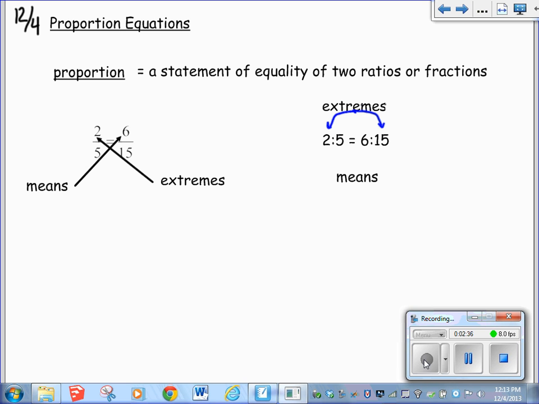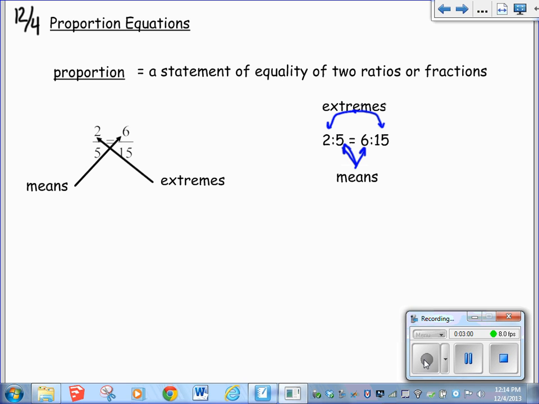It helps you see why these are called the extremes a little bit better, because Caitlin? It's like the 2 and 15 are farther away from you. They're on extreme opposites. Yeah, exactly. They are extreme ends of the problem. They are kind of extreme and opposite of each other. That means the 5 and the 6, the ones in the middle, are called the means.